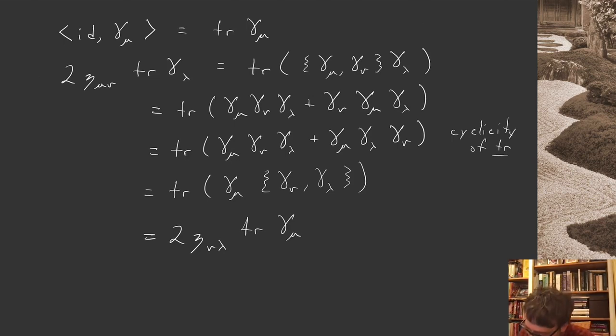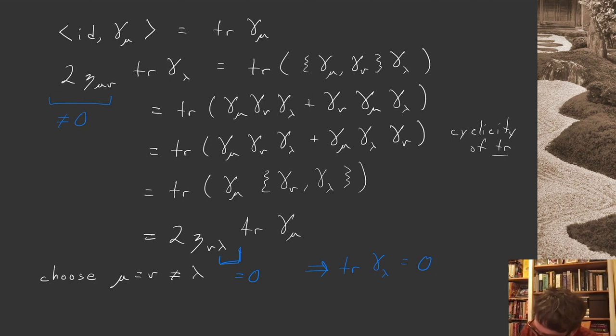But now what we see is that we're going to choose mu equals nu and not equal to lambda. In the first Minkowski tensor, because mu is equal to nu, this is not equal to zero. And in the last Minkowski tensor, because nu is not equal to lambda, this is equal to zero. And so we seem to have a contradiction, right? The only way for this to happen is for the trace of gamma lambda to be zero. And so we've proved that the trace of a single gamma matrix is zero.